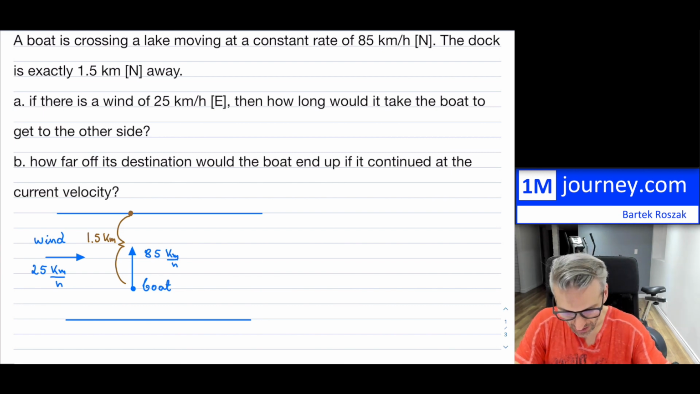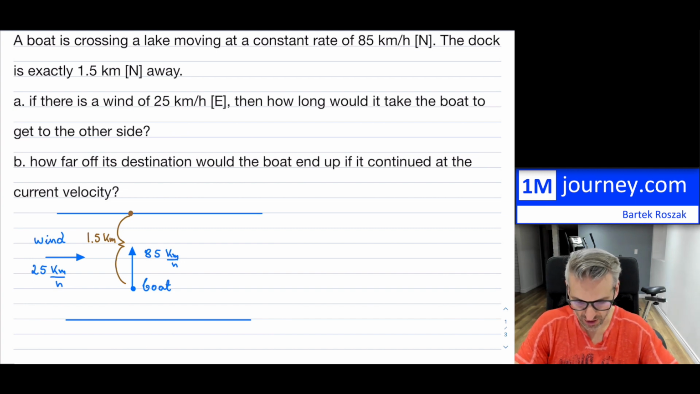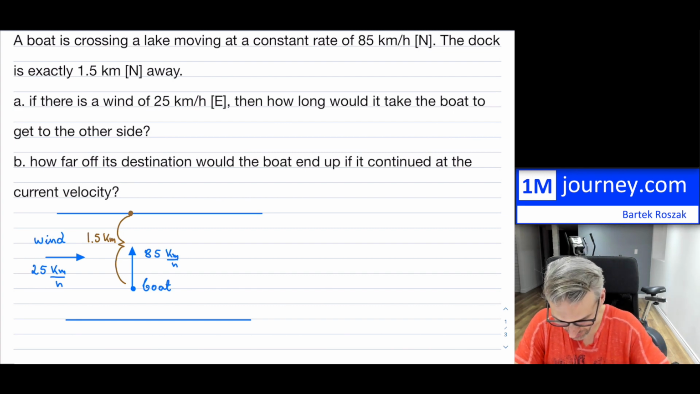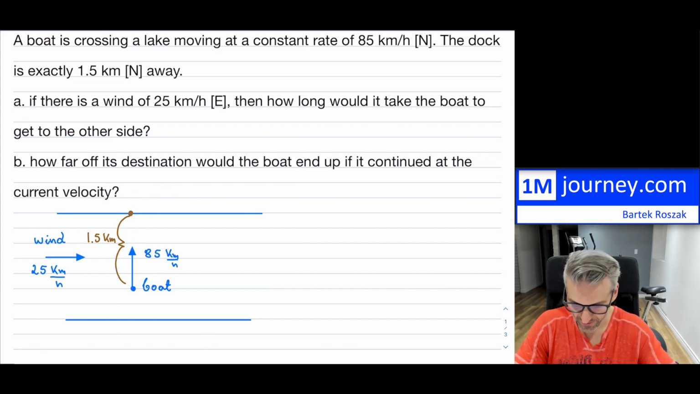So here's your little boat, and it is moving up. This is 85 kilometers an hour, and we'll assume that this is north. The boat is moving along, and the dock is exactly 1.5 kilometers away. If it was going straight, here would have been your actual dock.